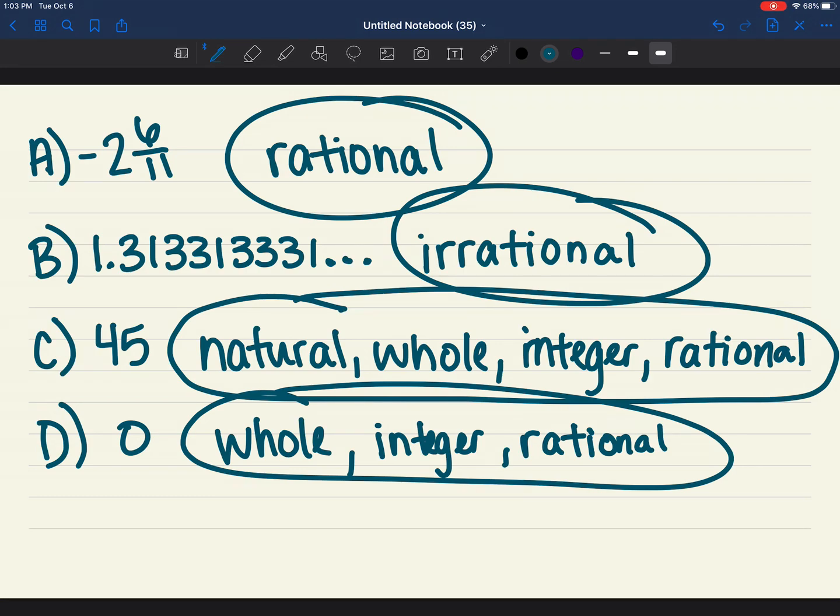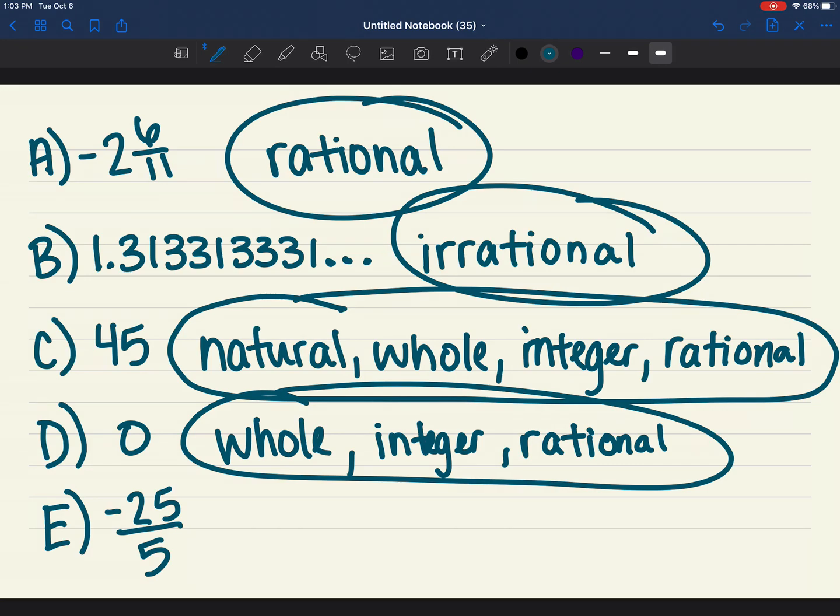Okay, remember, the only difference, you guys, between whole numbers and natural numbers is the number 0. So, unless you're talking about 0, if it's a positive whole number, it's going to be natural and everything else. So 0 is the only one that does not fall in the natural number category. Okay? All right, last one I'm going to show you on this, and then we'll move on.